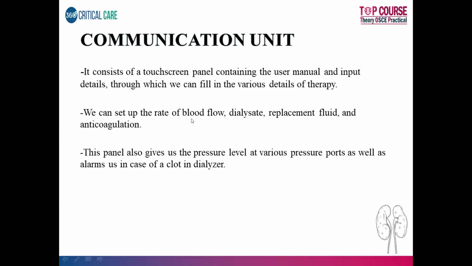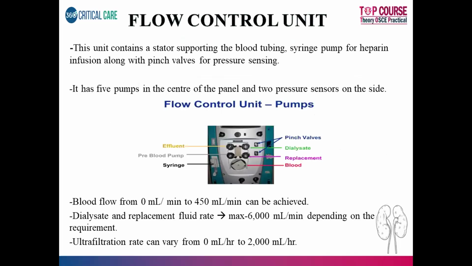We can also set the rate of the blood flow, the dialysate flow, the replacement, and the anticoagulation. This panel also gives us the pressure level at various pressure ports, as well as it alarms us in case of a clot in the dialyzer. I think you have seen normally in our hemodialysis machine also, we have a lot of alarms which buzz. So in the CRRT, you have different alarms. If any abnormality is detected, it gives us the alarm.